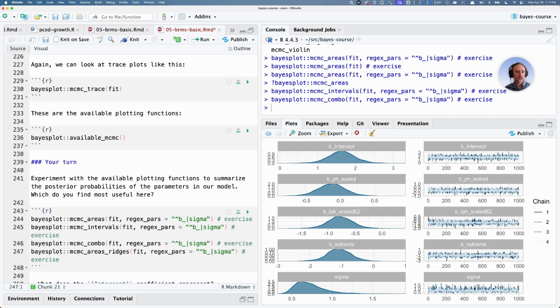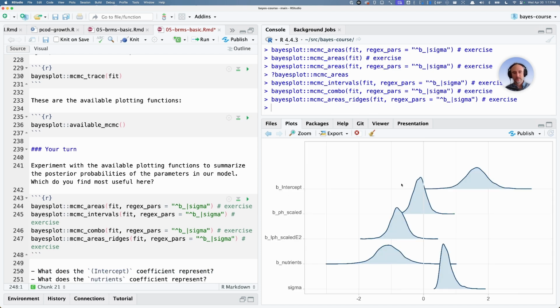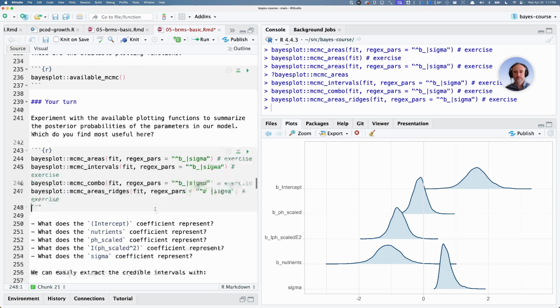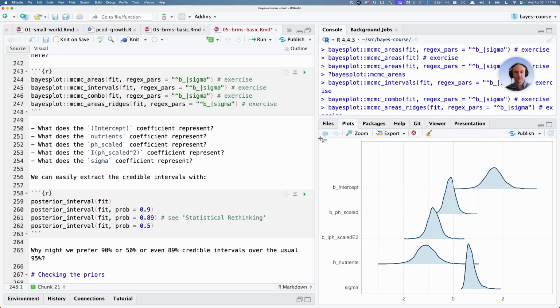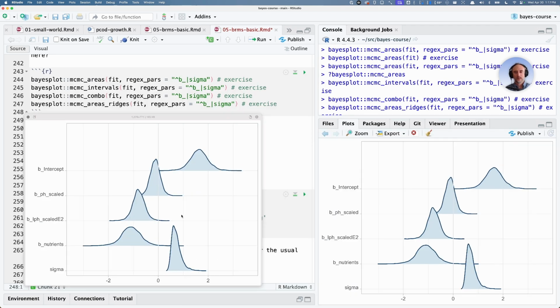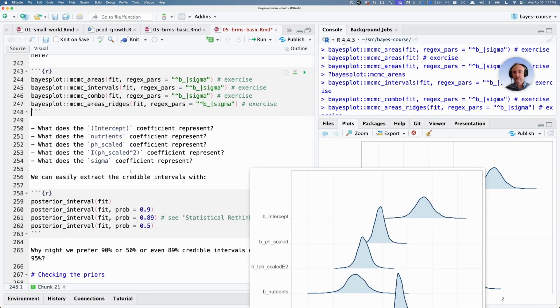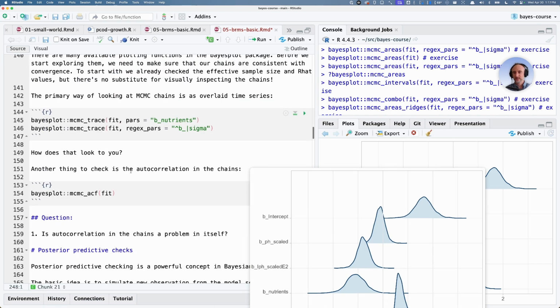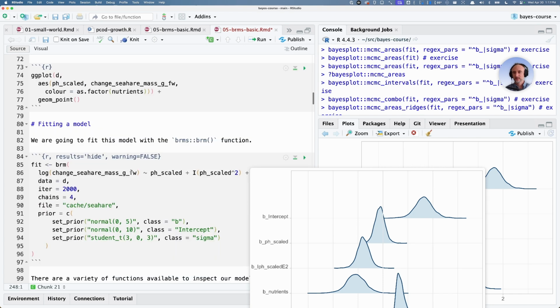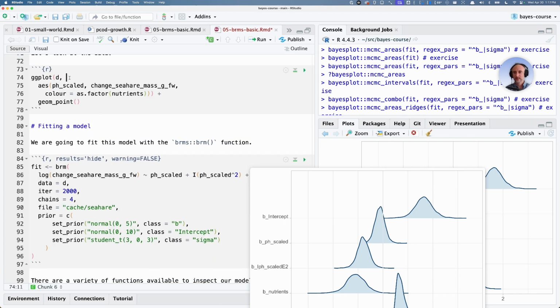Or we can use this combo plot that includes a trace plot and a density, or MCMC area ridges to make sort of a half violin or a mountain style plot. So there's lots of options there. So I'm going to save this here, and we're going to go back to plot the original data and just talk for a second about what each of these coefficients means. So I'm going to plot the data here at the beginning.